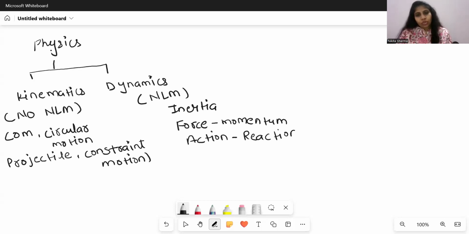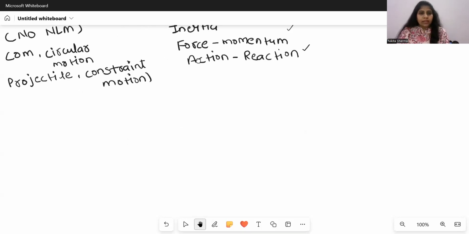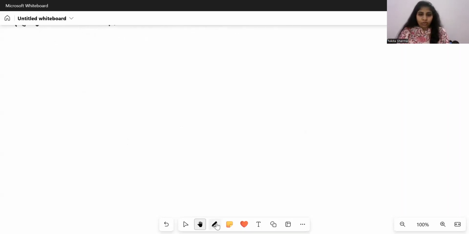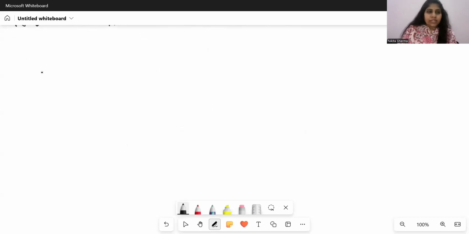If we are calculating the inertia, finding the relation between the force and momentum, or solving problems based on action and reaction, then we will have to use the Newton's laws of motion, and that is the reason we put these problems under the dynamics part of physics. Okay, this is the basics. Now we will start with our topic, that is the constraint motion. Today we are going to study about the constraint motion.